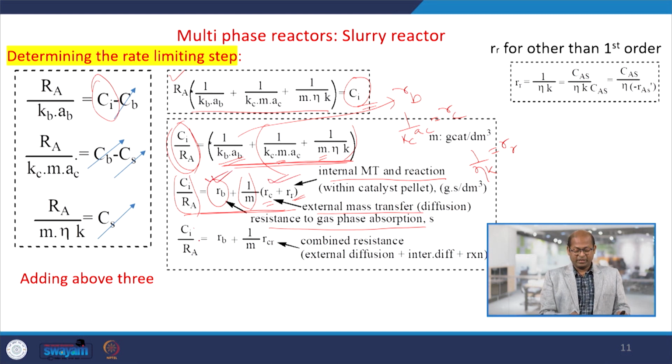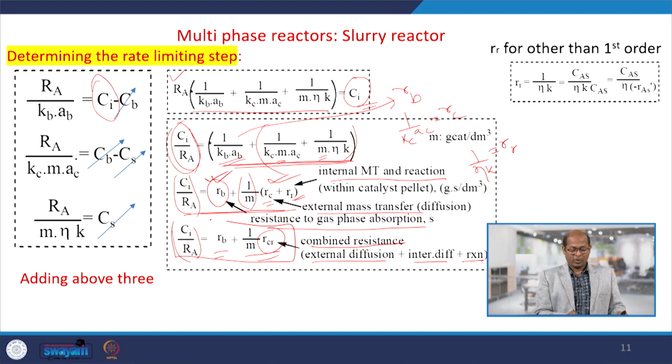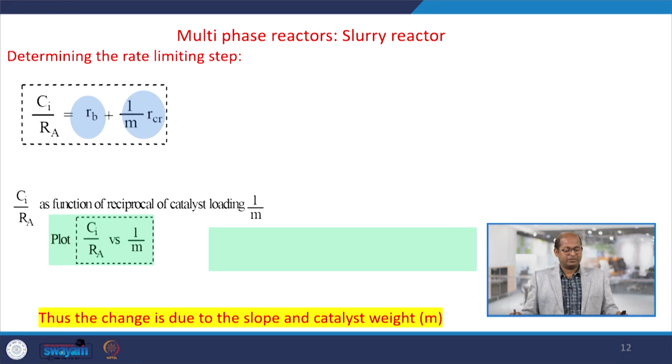After that, if we again simplify these 2 resistances, we combine them into Rcr, that is the combined resistance: external diffusion resistance as well as internal diffusion plus reactions. So there are 2 resistances here, external diffusion resistance, and internal diffusion plus reaction resistance. So this is the final equation we have developed. Here we can write Rb and Rcr, or 1 by m Rcr, that is very important.